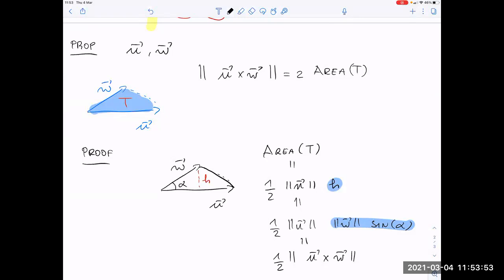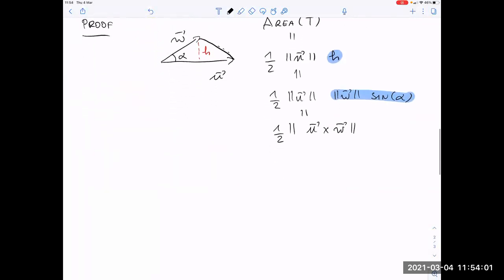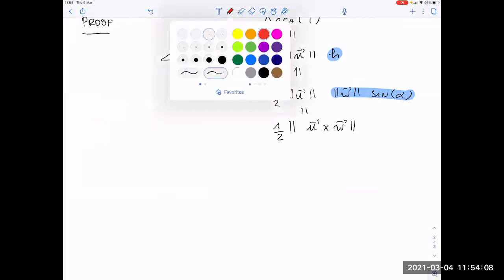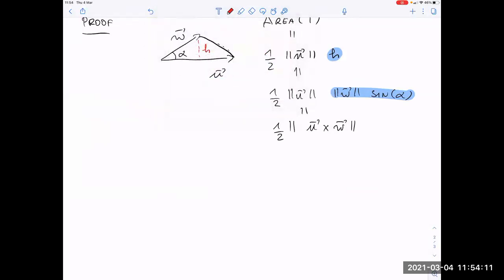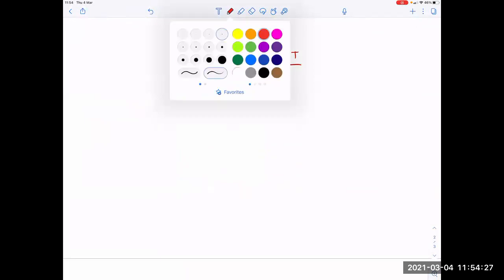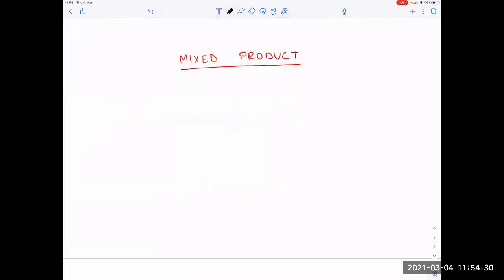Good. So the next and final step to finish LAG2, the file, is to speak about what is called the mixed product of vectors. So, mixed product. The ingredients for the mixed product are 3 vectors. So we give a definition.